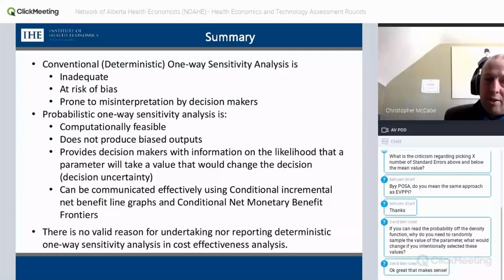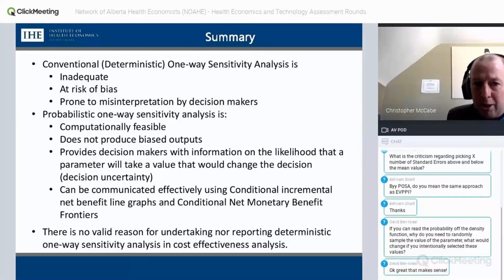In contrast, probabilistic one-way sensitivity analysis is now highly computationally feasible. It doesn't produce biased outputs. It does provide decision makers with the information on the probability that a parameter will take a value that would change the decision. And it can be communicated effectively using conditional net monetary benefit, line graphs, and frontiers. So we would argue, as a set of authors, that there really is no valid reason for undertaking nor reporting deterministic one-way sensitivity analyses in cost-effectiveness analysis anymore.